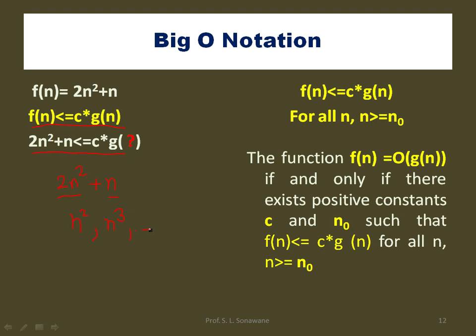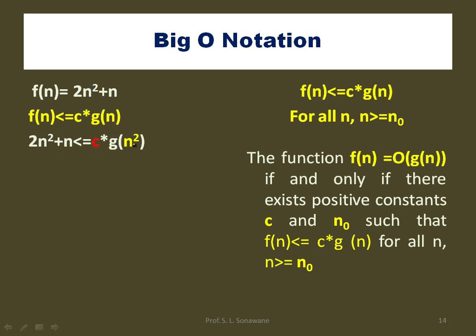Okay, now though it is an upper bound, we have to find out the least upper bound. Least upper bound means the closest upper bound. So here n raised to 3, n raised to 4, n raised to 5, all these are the terms, but here we have to find out the closest upper bound. So therefore we write here n square. So here we write 2n square plus n less than or equal to c into g of n square.